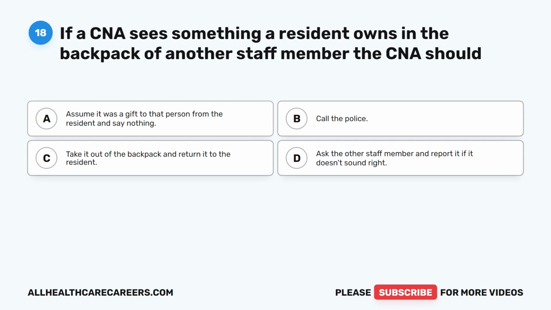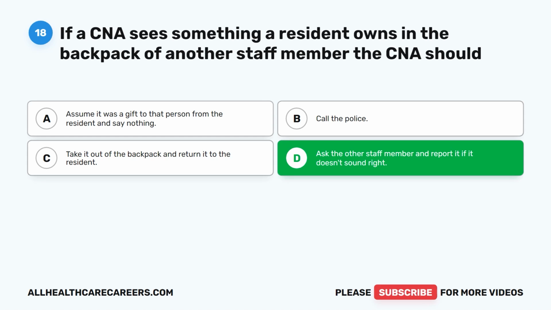Question 18. If a CNA sees something a resident owns in the backpack of another staff member, the CNA should A. Assume it was a gift to that person from the resident and say nothing. B. Call the police. C. Take it out of the backpack and return it to the resident. D. Ask the other staff member and report it if it doesn't sound right.